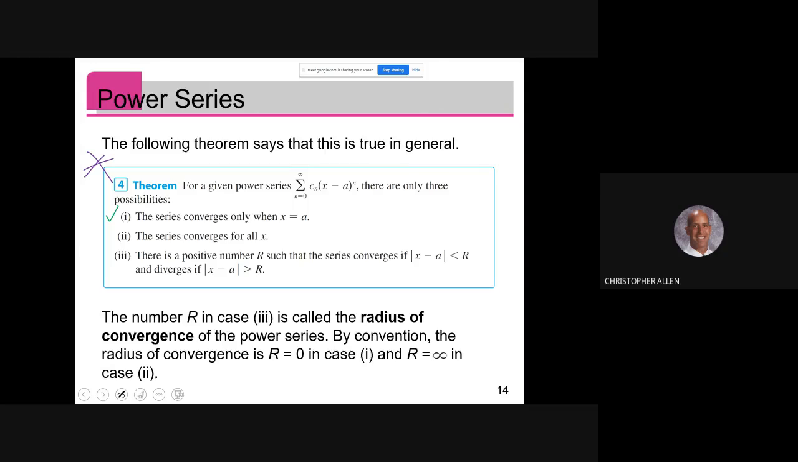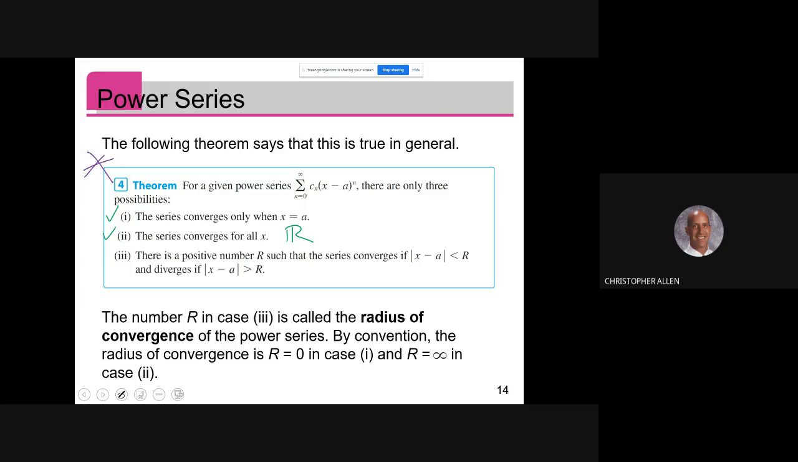2, the other option is that it could converge for all x's. In other words, it could converge for all real numbers. In other words, any x you put in there. By the way, these are my favorites, because then you don't have to worry about the x. It works for any x you want.